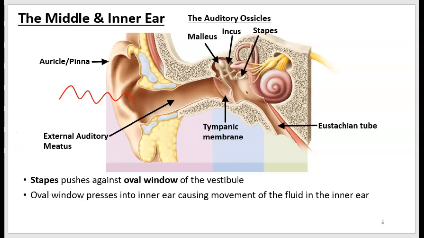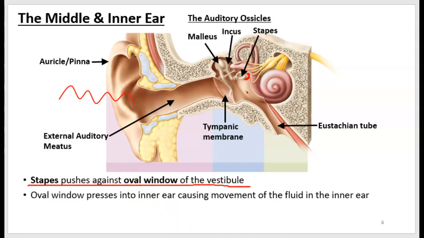Okay, now we're going to look at the middle ear and its connection to the inner ear. Once the sound wave has caused the auditory ossicles to vibrate, what happens is the stapes pushes against a membrane that's in the vestibule. Now we can't see this membrane on this picture. I'll show you another picture later because the stapes is covering it up. But it's like a window with a thin film over it, and it's called the oval window.